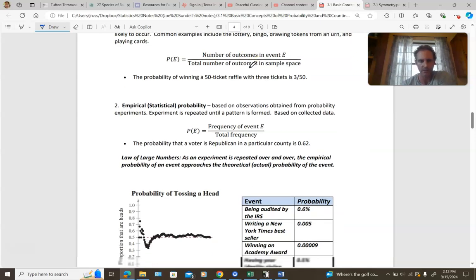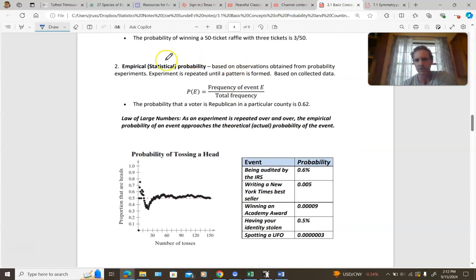All right, now let's look at the second approach: empirical, also known as statistical probability. I've always really heard it called empirical. This approach is taken when you are trying to assign probability to an event by looking at how often that event has occurred in the past. So you're always looking in the past. These are based on observations obtained from probability experiments. The experiment is repeated until a pattern is formed. It's also based on collected data.